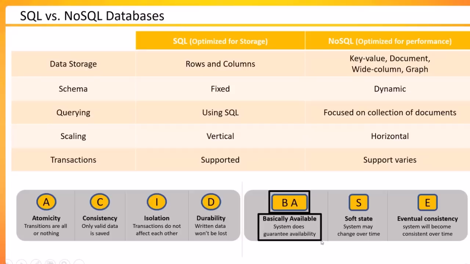This is basically available. The system does guarantee availability, which means your data would be available. Right, but it can be in a soft state. It may change over time. Don't worry if you don't understand the soft state, we will talk about it. And your data may be eventually consistent. Maybe in a while everyone would have the same data available, but there may be a transitioning phase where some node may have the latest data and some node may still have old data.